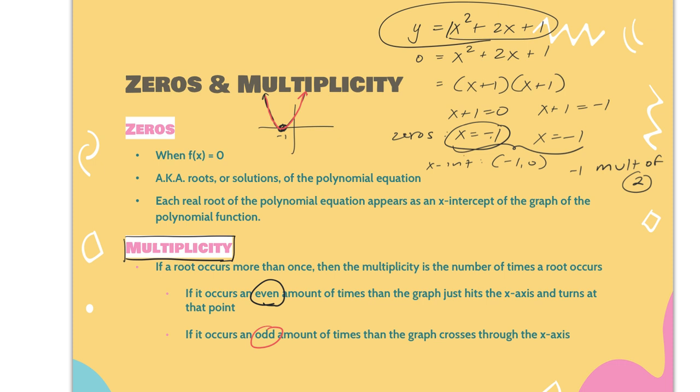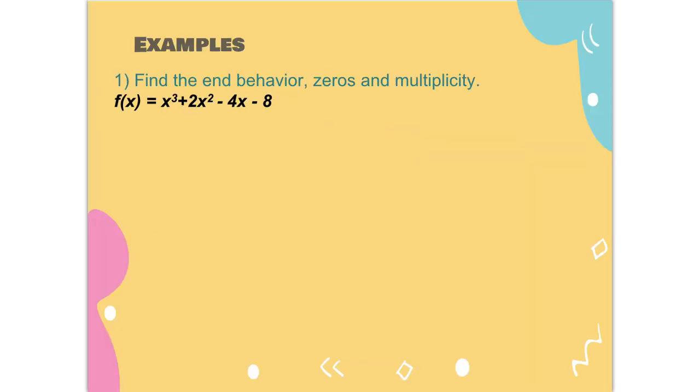And so we're going to do a lot of problems, but with multiplicity, if an answer shows up an even number of times, your graph will bounce off of that point, okay? And if it shows up an odd number of times, you will go through the point, okay? So let's do some examples, and then you'll see more and understand more what we're talking about.